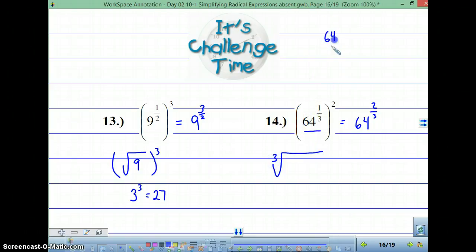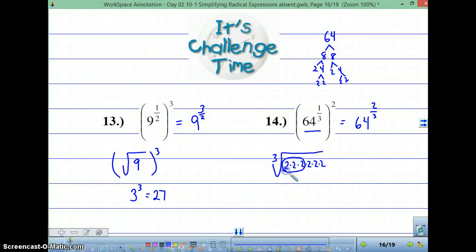Let me make a factor tree here. This is 8 times 8, which is 2 times 4, which is 2 times 2. 2 times 4, which is 2 times 2. Look, I have 6 2's. This is 2 times 2 times 2 times 2 times 2 times 2. Wow!